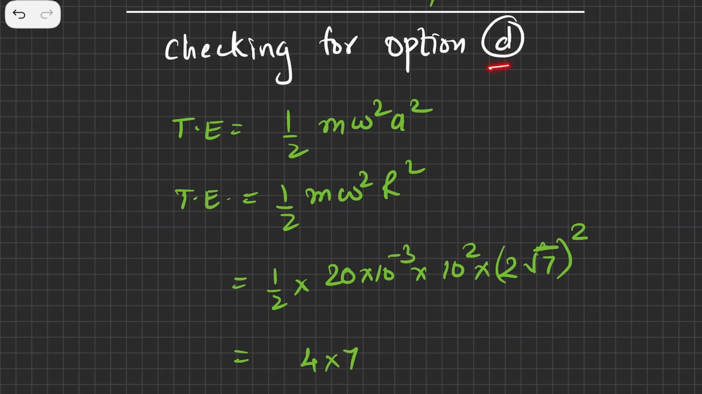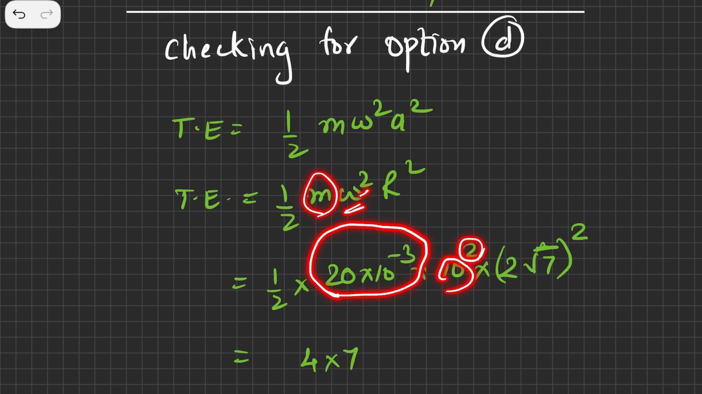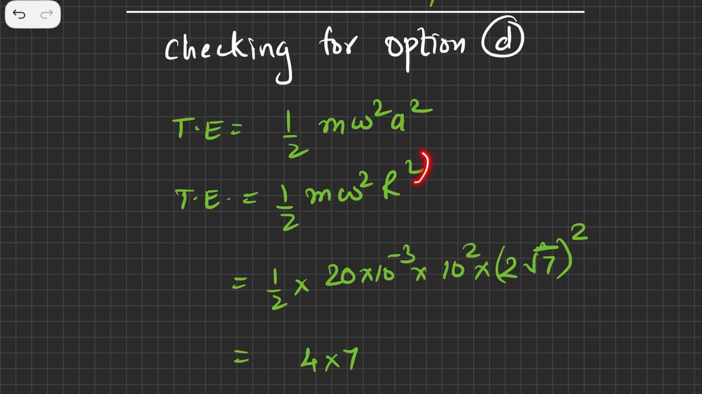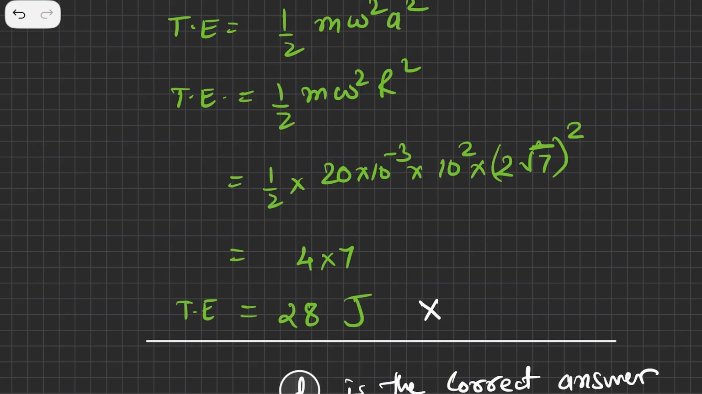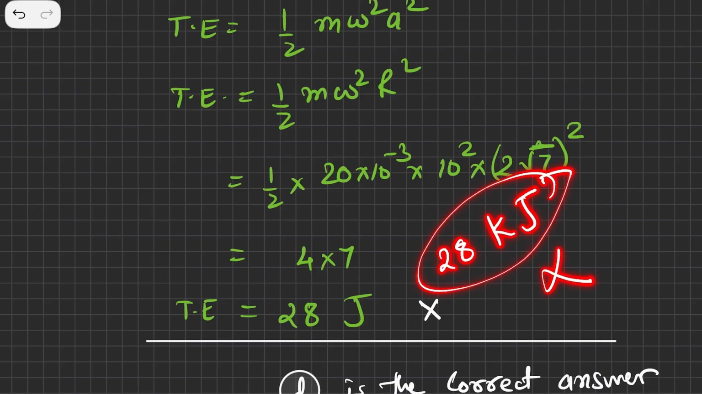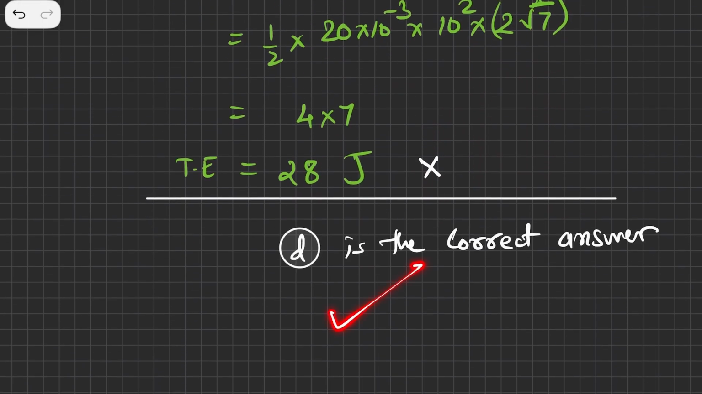So now we are checking for option D. Total energy, the formula for total energy is half m omega square A square. m is given as 20 into 10 raised to minus 3. Omega is 10 and I have squared it. And R I have found out is 2 root 7 and the square of that. So 10 raised to 2 into 10 raised to minus 3 gets cancelled off. 2 square is 4 times root 7 square is 7. This is 28 joules. But in the option they have said 28 kilojoules. So this option goes wrong, and since this option is wrong, D would be our correct answer.